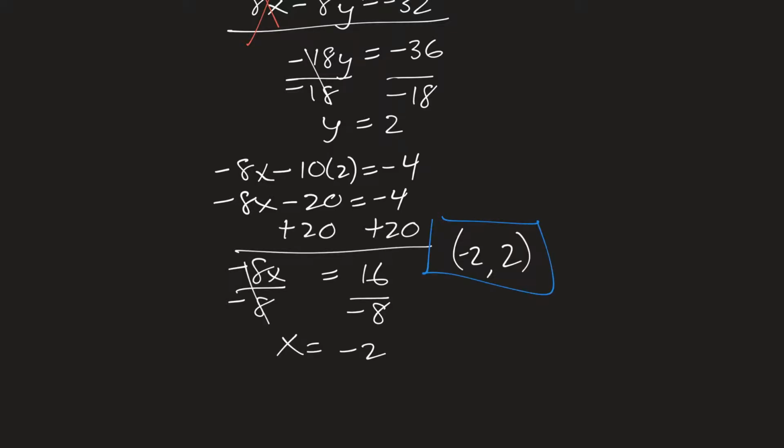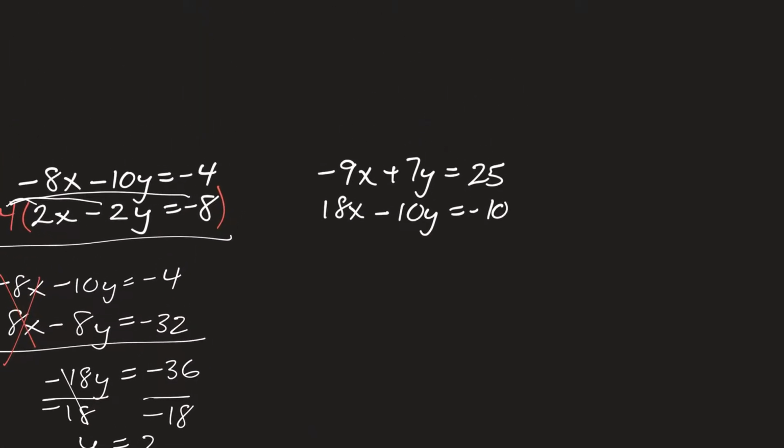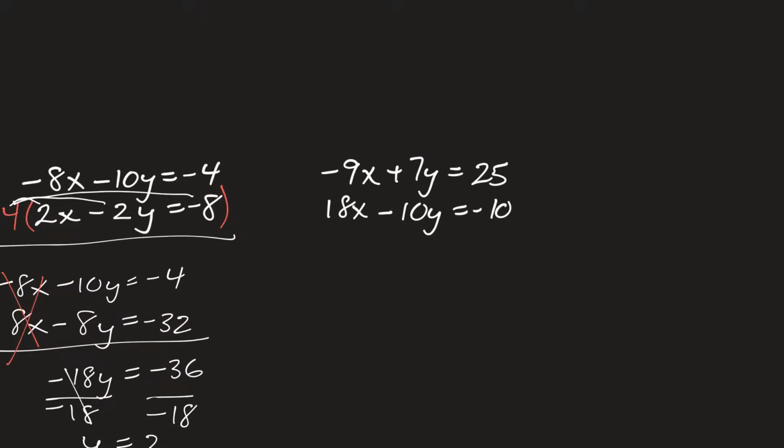Next, this one. I'll tell you what I'm looking at. I'm looking at this right here. I know that 9 times 2 is 18. So if I double this, if I double all this here, then the x's are going to cancel out. And that is what I'm going to do. So I'm going to double everything here, and I'll put it to the right-hand side here.